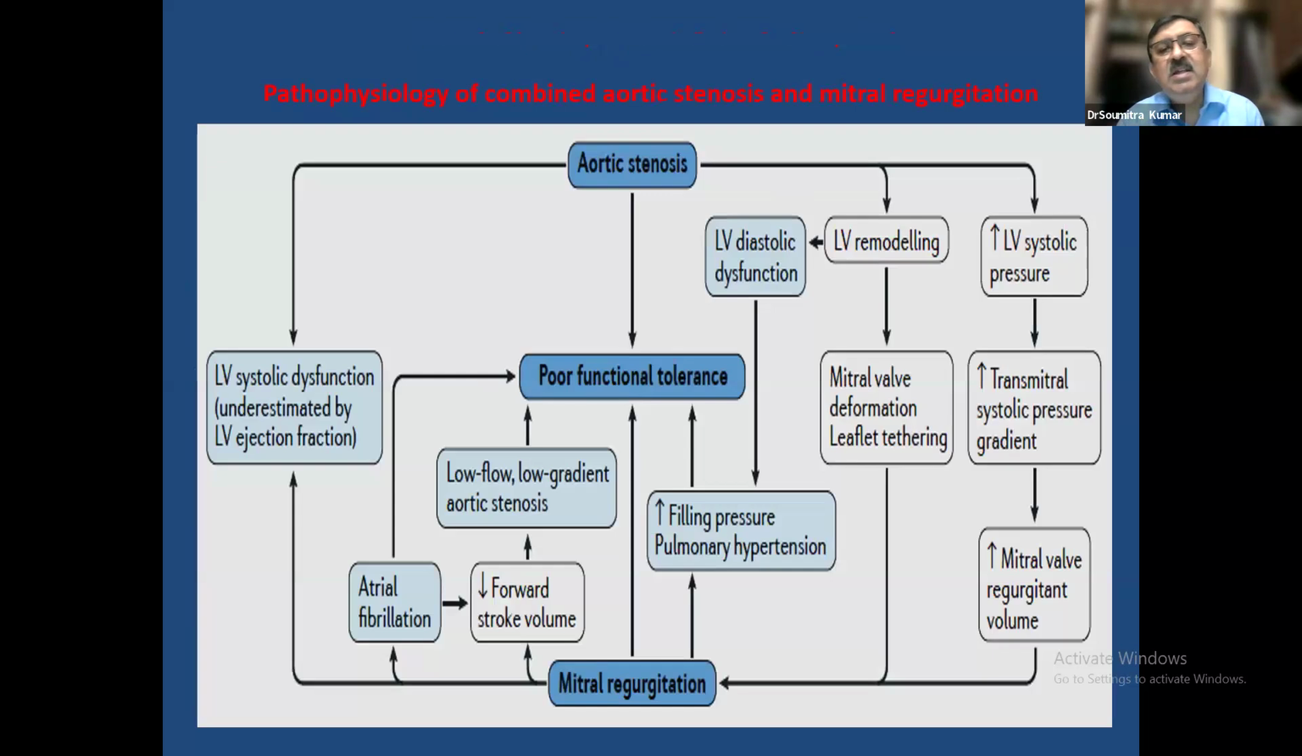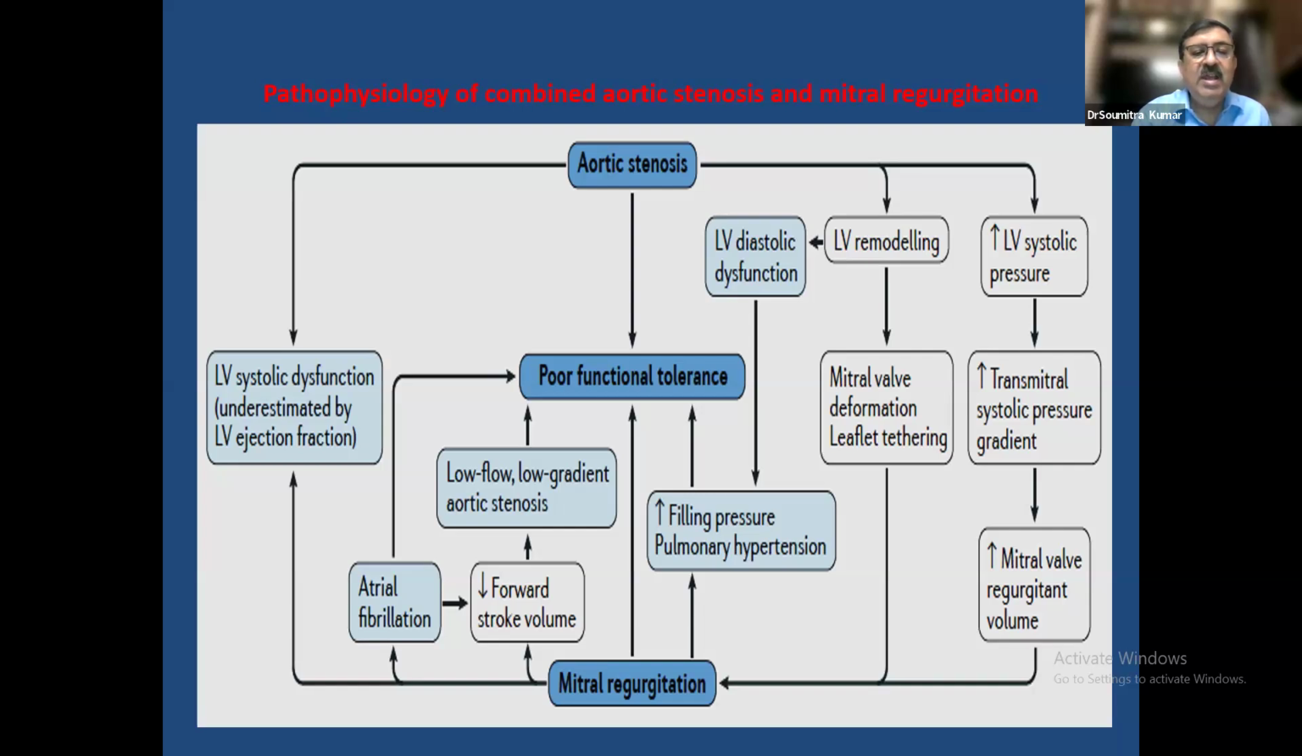And then there is this very grave combination of AS and MR, where the patient is very symptomatic. If you have an aortic valvular obstruction, you know there is more regurgitation into the left atrium. So the LV filling pressure rises. We get a rise in left atrial pressure very quickly. We get pulmonary venous hypertension and ultimately pulmonary hypertension.